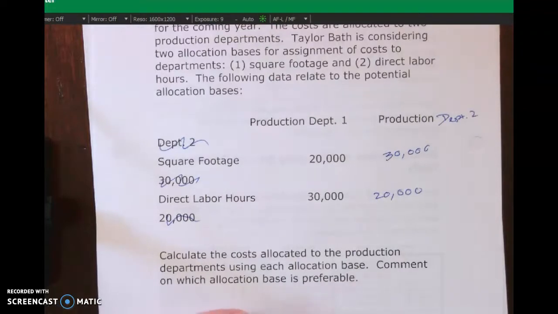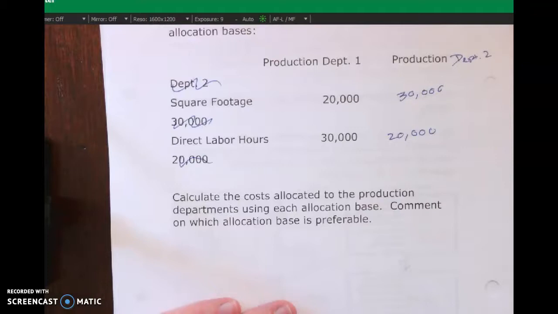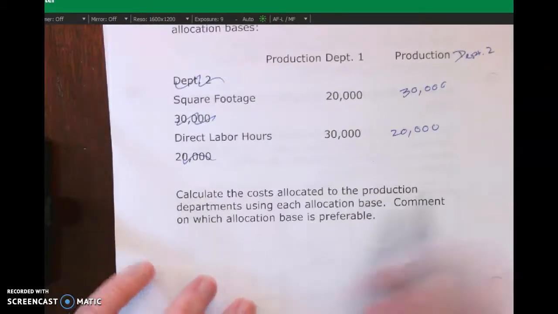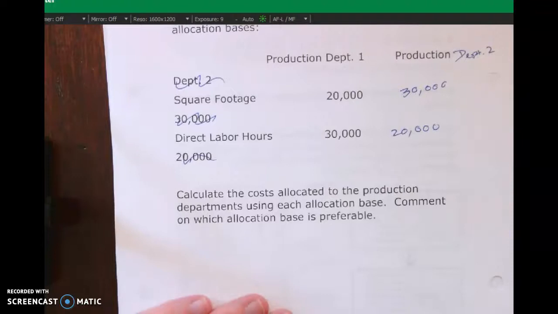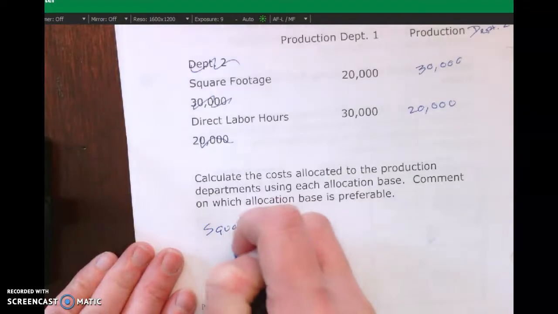Which one's preferable? So when we think about how to do this, the first thing that we always do is calculate the rate. Okay? How do we calculate the rate? We take our total cost to be allocated divided by our total allocation base. So in this case, I'll right over here, I'll say square footage. Okay?